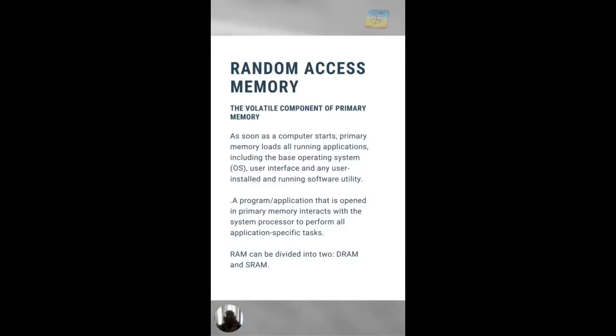A program or application that is opened in the primary memory interacts with the system processor to perform application-specific tasks. What are we saying? All the applications that you click and use, during the time you are using them, reside in the random access memory, the volatile part of the primary memory. That RAM itself can be divided into two: dynamic random access memory and static random access memory.